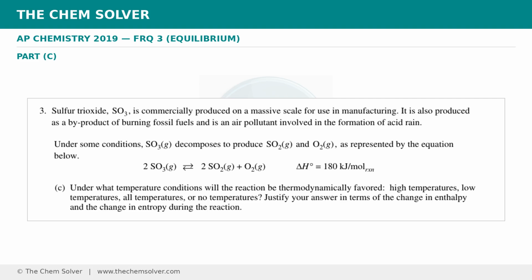Under some conditions, SO3 decomposes to produce SO2 and O2, as represented by the equation below. 2SO3 is in equilibrium with 2SO2 plus O2, ΔH° equals 180 kilojoules per mole of reaction. Under what temperature conditions will the reaction be thermodynamically favored? High temperatures, low temperatures, all temperatures, or no temperatures? Justify your answer in terms of the change in enthalpy and the change in entropy during the reaction.